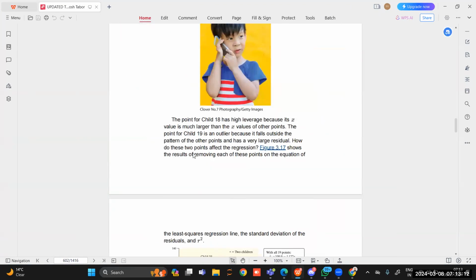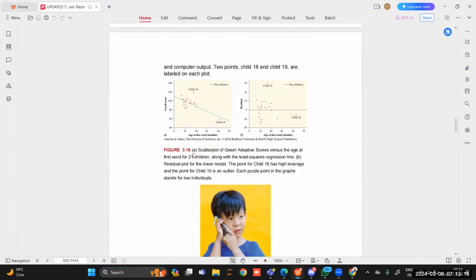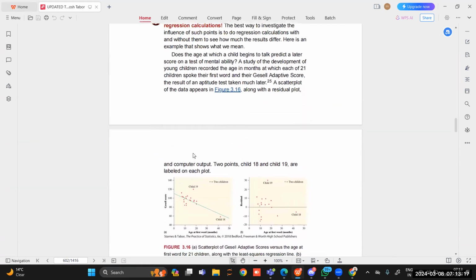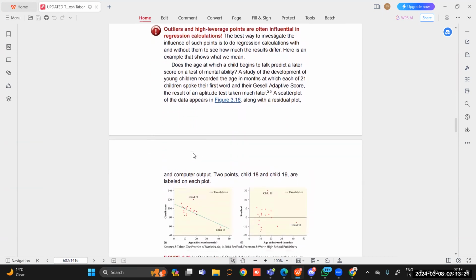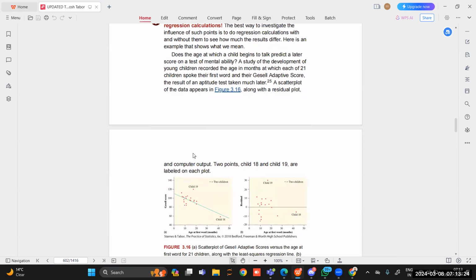Okay, so here is an example. We'll look at this one. Come on, read this example, Zaid. First of all, read this example. Come on, read this.